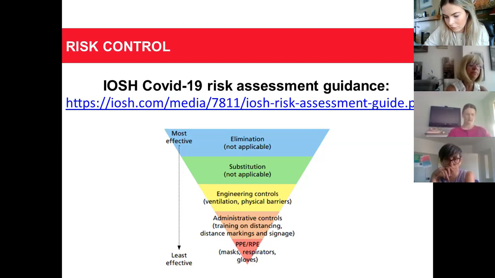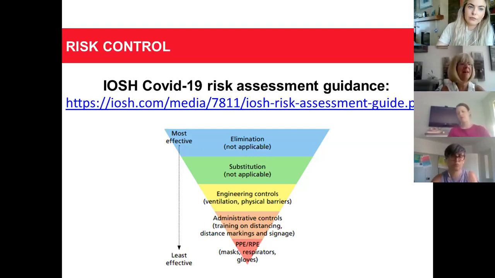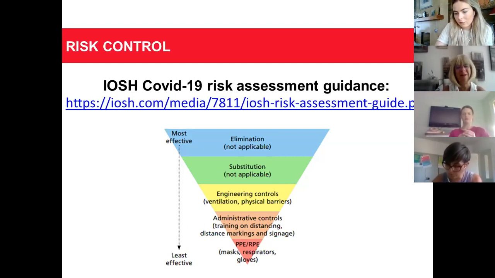So top of the hierarchy, the most effective, the safest way to control a hazard is elimination. Can we eliminate the hazard completely? And in your normal workplace risk assessment, you may have found that it has been possible to eliminate some of the hazards. Unfortunately, when we're dealing with COVID-19, we cannot eliminate the virus. We wish we could, but we can't. So we can't even use the most effective way of risk control in this particular scenario.